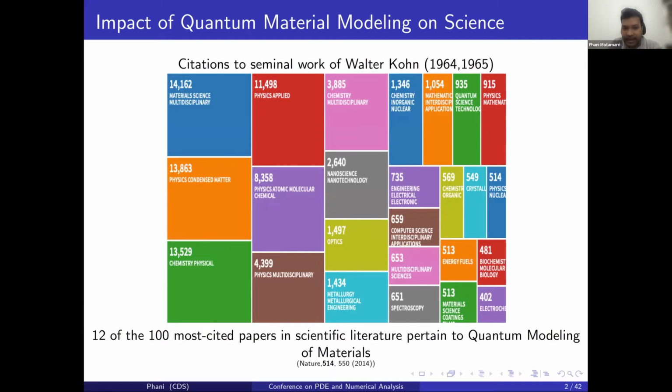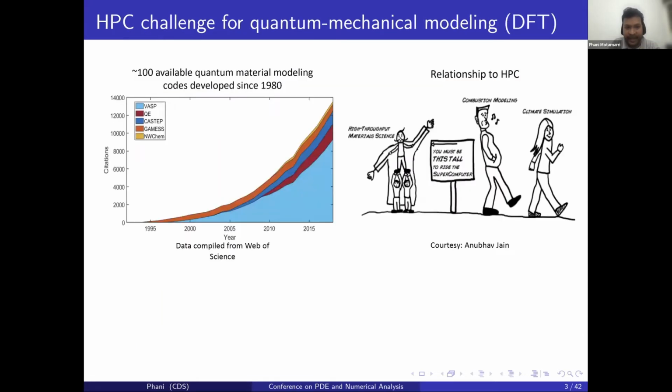This has impacted areas ranging from condensed matter, nanotechnology, electronics, organic chemistry, energy materials, spectroscopy, applied physics, you name an area, quantum modeling of materials has had significant impact in determining material properties in a wide variety of areas.